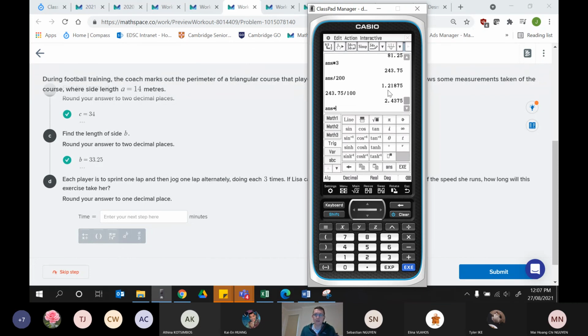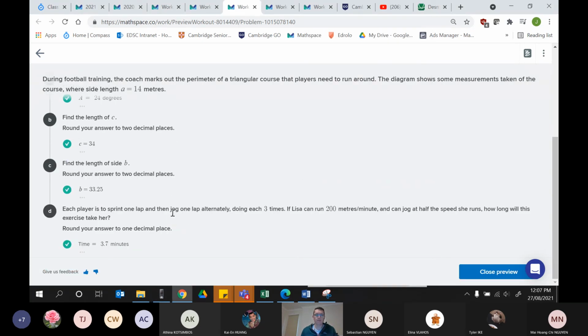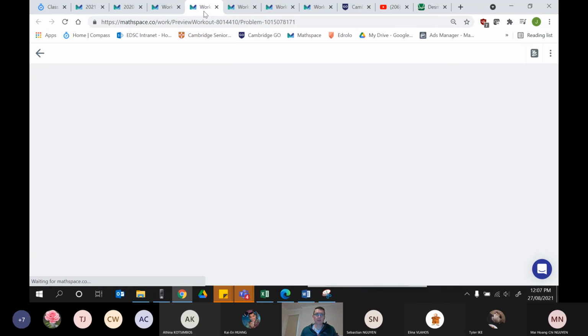Now I can add these 2 together. So plus and highlight that one and bring that down. So that's the time it takes to run 3 laps and the time it takes to jog. Add that together. That is in minutes, okay? So round your answer to 1 decimal place, it does 1 seconds, so it's going to be 3.7. Any questions, please let me know.